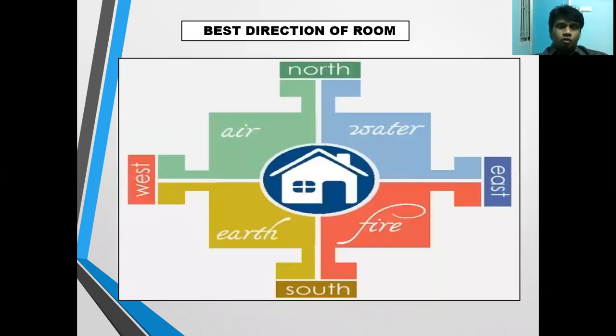So in module 1 we have seen there are 5 elements in the atmosphere: that is space, water, fire, earth, and air. The best direction for water is the northeast. For fire, it is the southeast. Then for the southwest, earth is preferable, and air is suitable for the northwest direction.